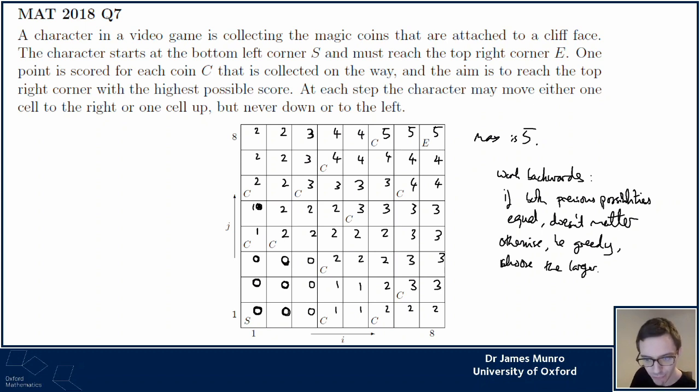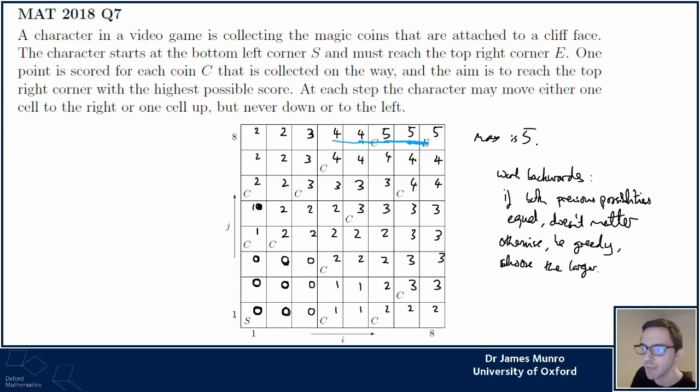Okay, let's try and draw a route on here. So this 5, I could have come from here only, right? To get to the end. And now this 5 came from over here. At this point I've got a choice because it was 4 in either direction. I'm going to pick the top one.